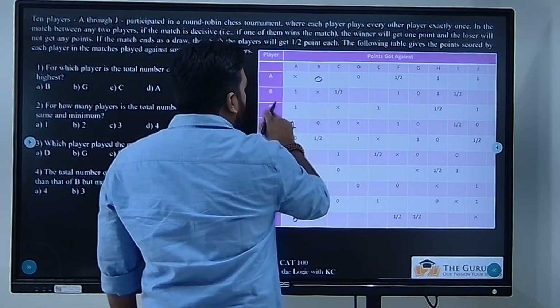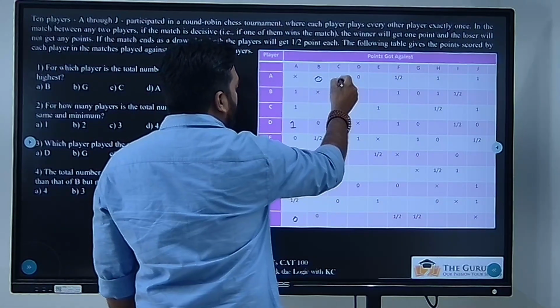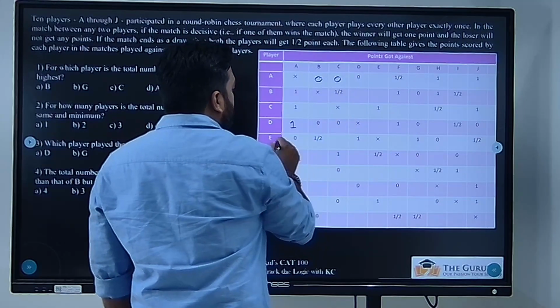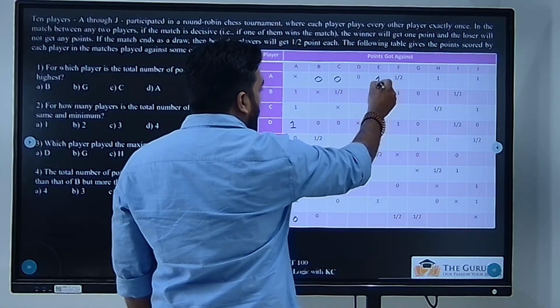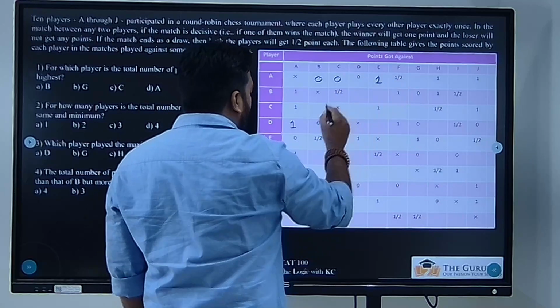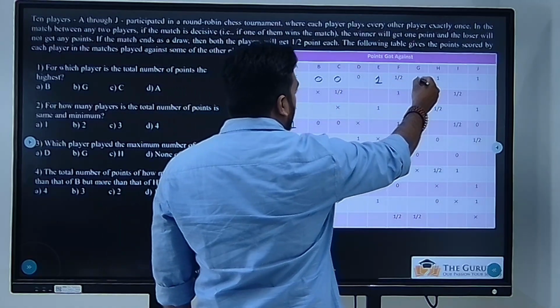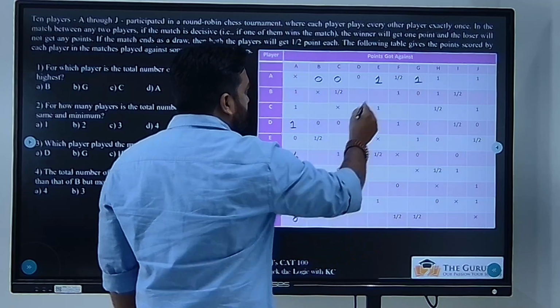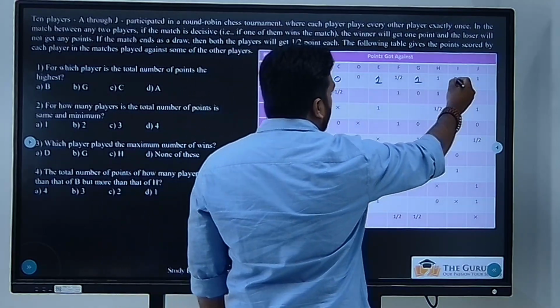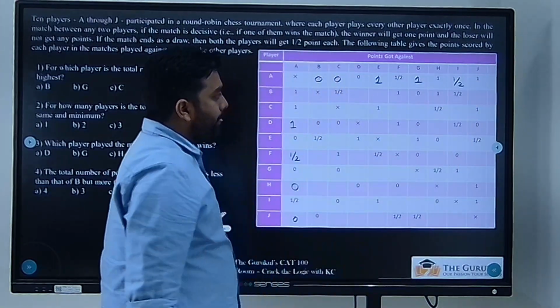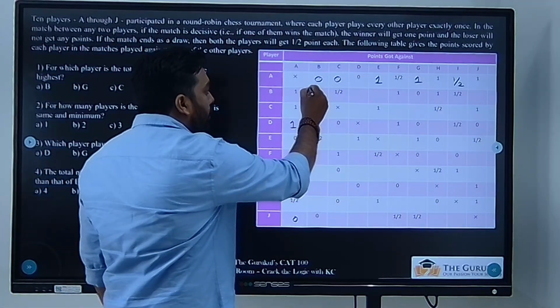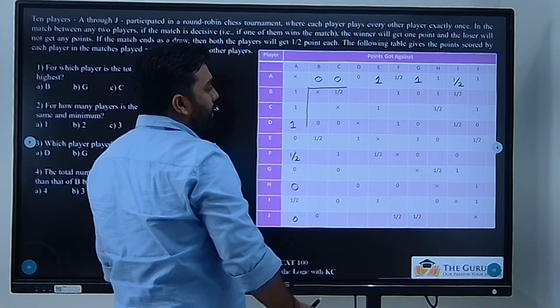Now, A and C played the match and C won. So A lost. E lost. So A will win. F got half. F will get half. G got 0. A will get 1. This is 0, 1. This is half. This is half. So your row and column will keep on matching the values.